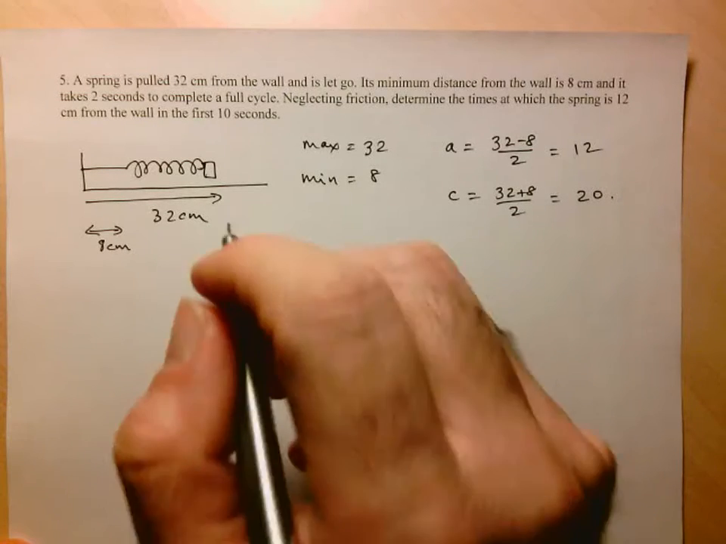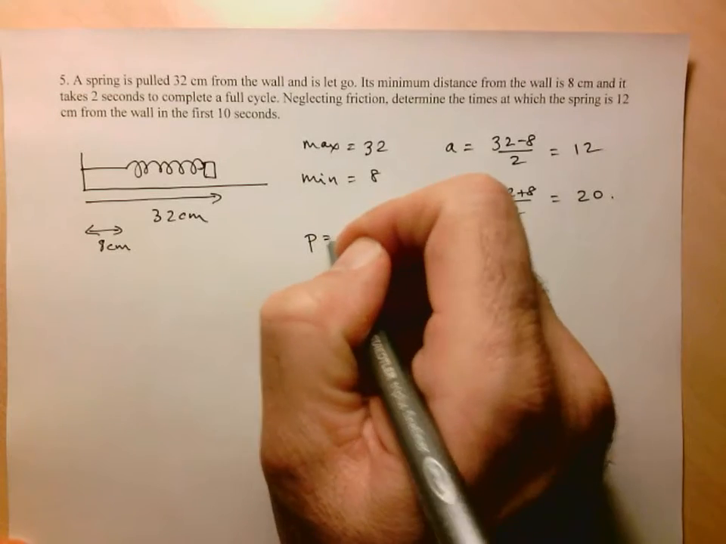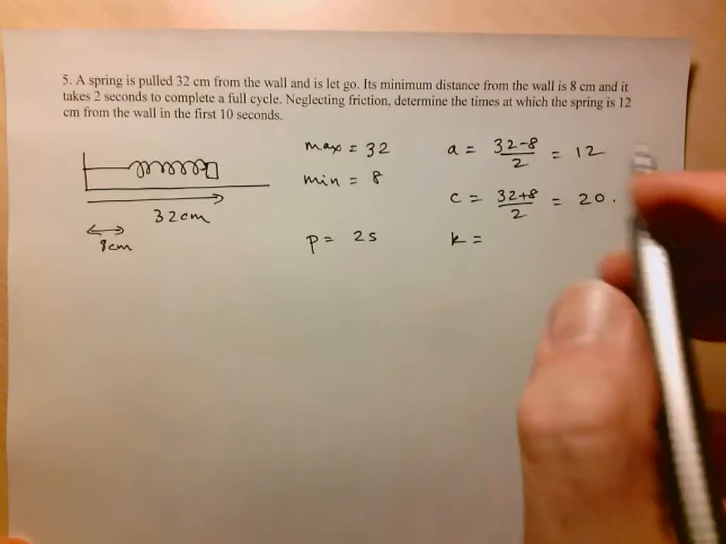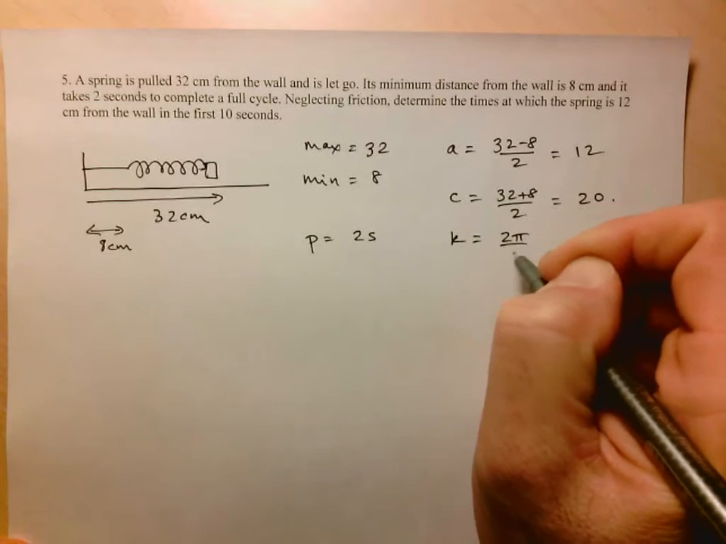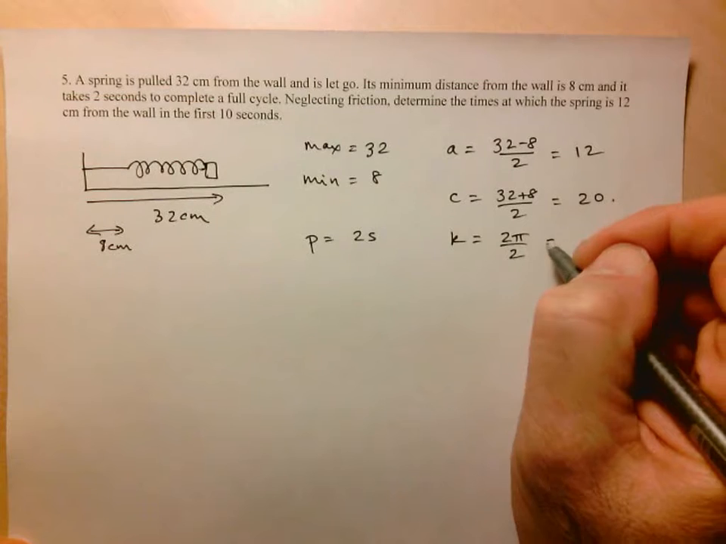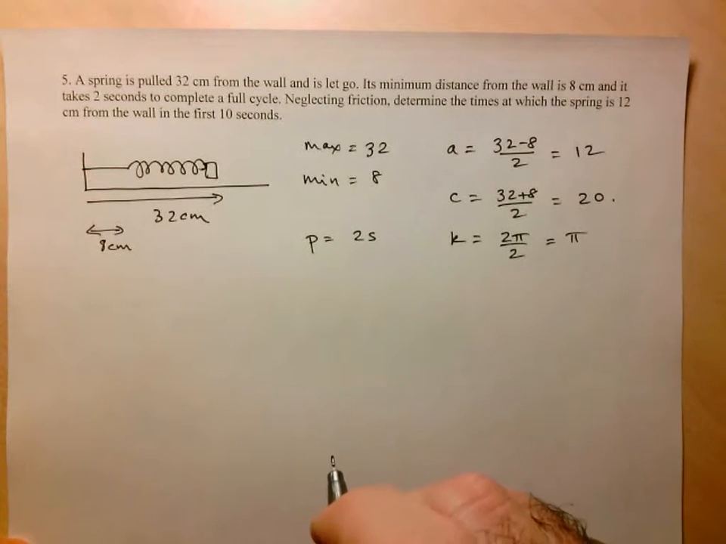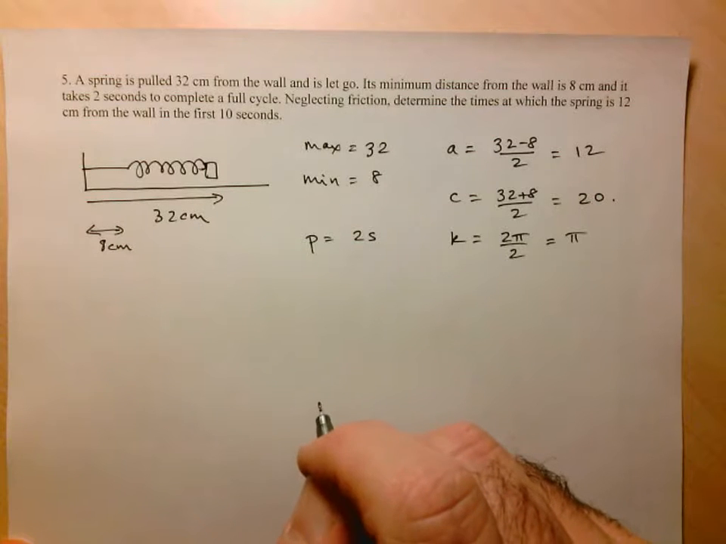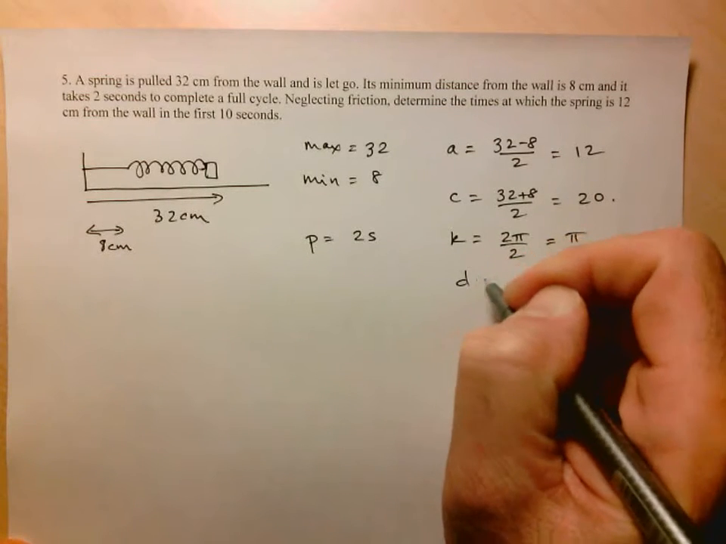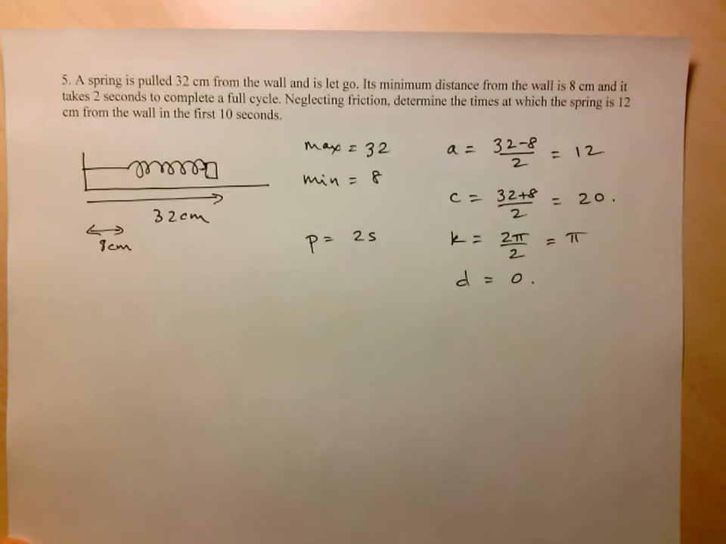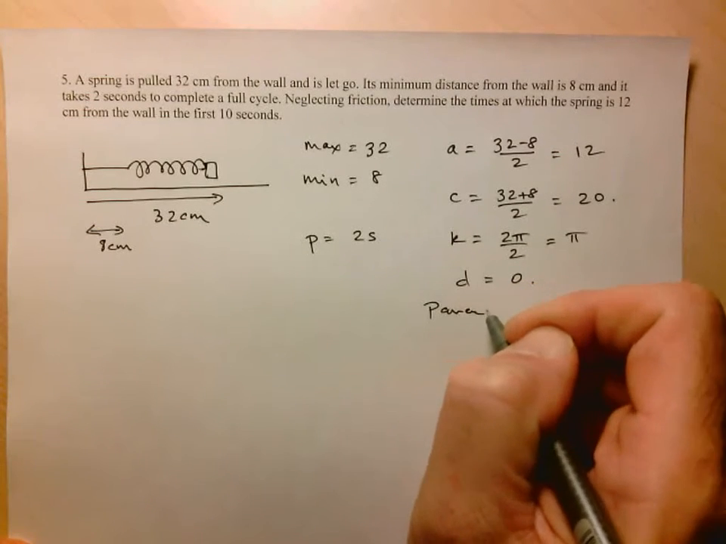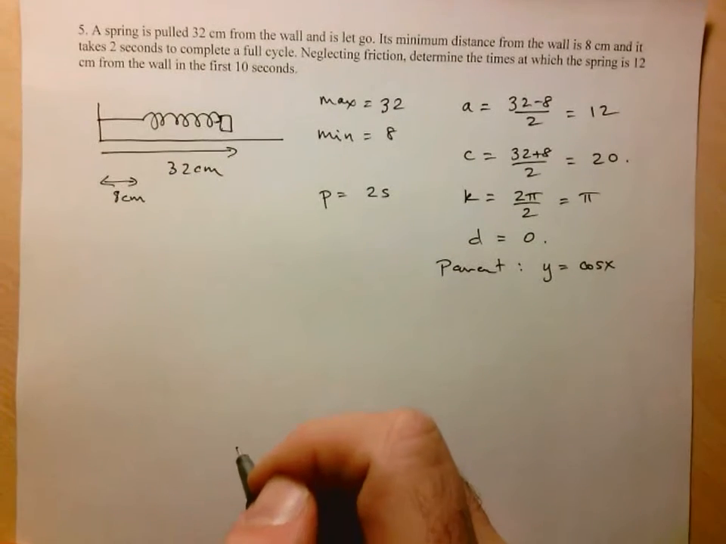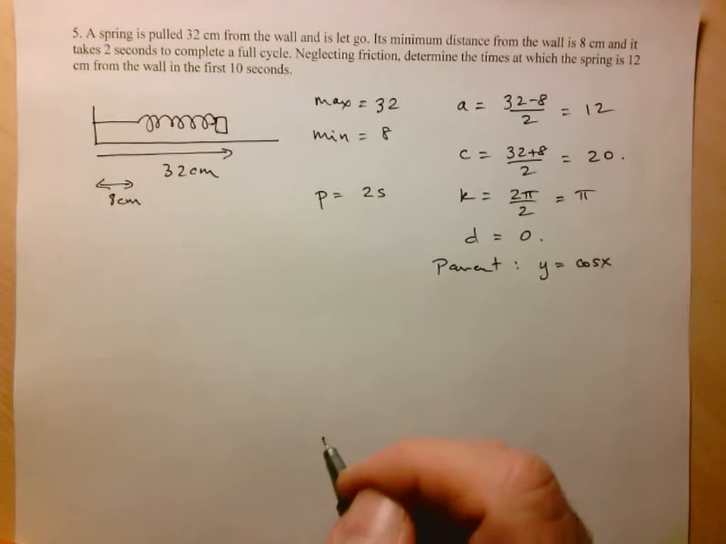The other thing we need is the period, and we are given that the period is equal to 2 seconds. From there we can get our K value, our horizontal stretch, which is 2 pi divided by the period 2, so our K value is equal to pi. Since we're starting from the maximum and nothing says we have to use sine, I'm going to use cosine, and so we won't need a phase shift. The parent function I'm working with is cos x. From this information we can create a model for this scenario.